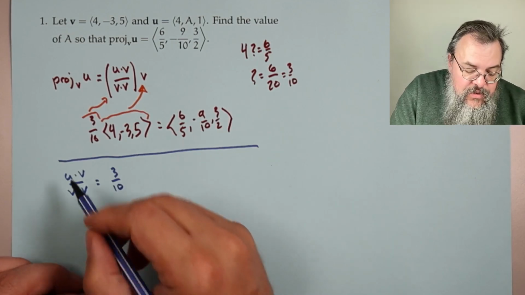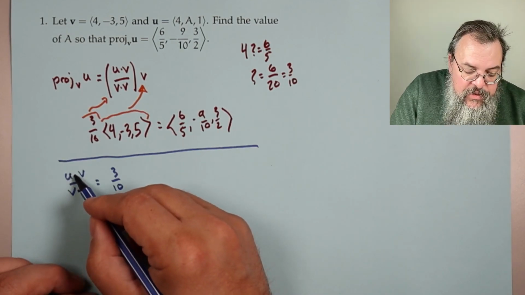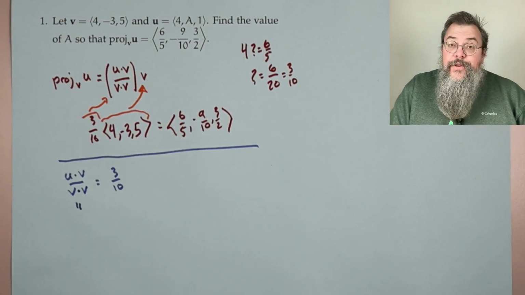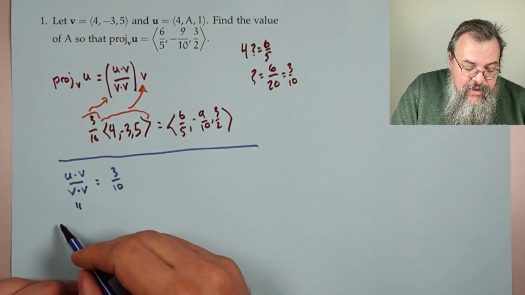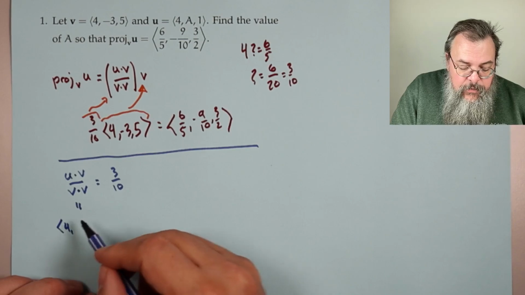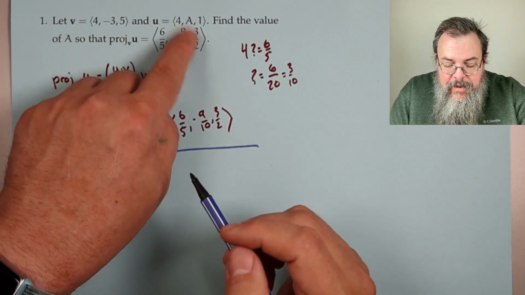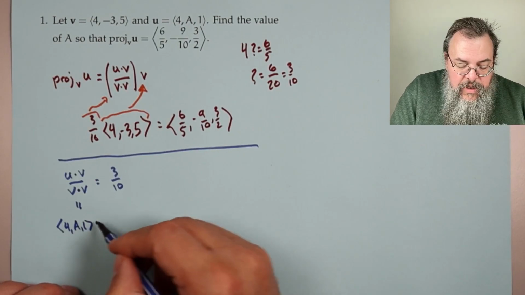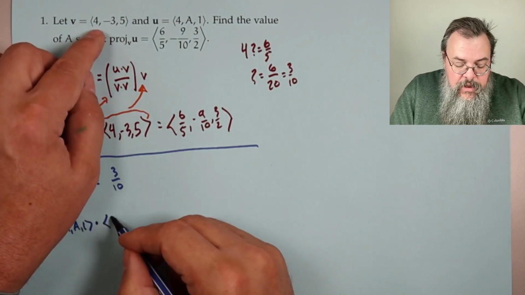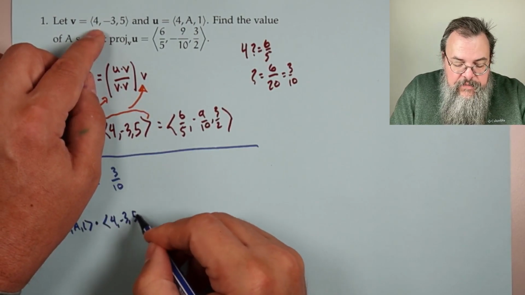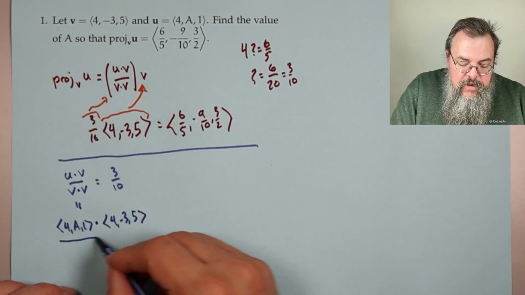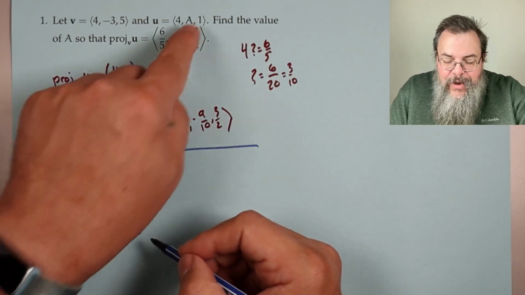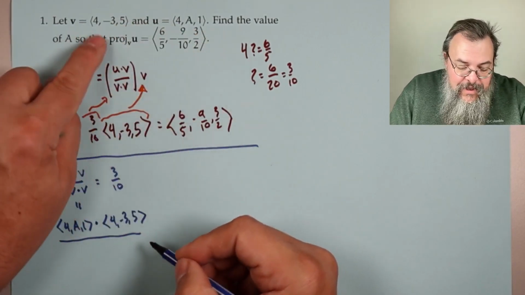But here's even better news. These are all numbers now, right? Not vectors. We can actually compute u dot v. So we take the dot product of (4, a, 1), that's u, and (4, -3, 5), that's v. It really doesn't matter which way you do it, but make sure you get the downstairs right. You want to make sure you pick the right one, so it's v dot v.